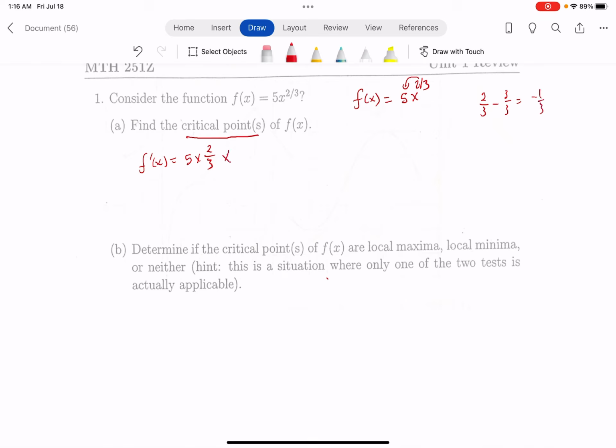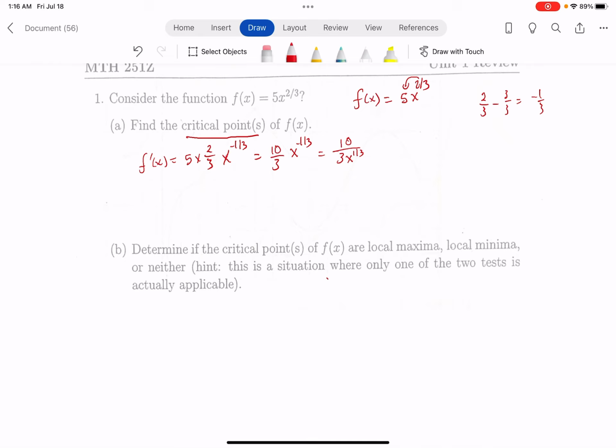So it is x to the power minus 1/3, and that is 10/3, x to the power minus 1/3, and that is 10/3 x to the power minus 1/3. Okay, this is the derivative of that function.